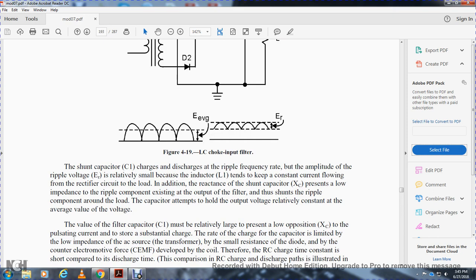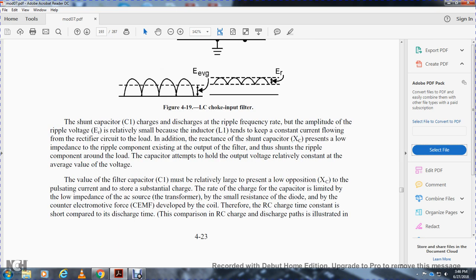The shunt capacitor charges and discharges at the ripple frequency rate, with the amplitude of the ripple voltage relatively small because the inductor tends to keep a constant current flowing in the rectifier circuit. In addition, the shunt capacitor represents a low impedance to the ripple component existing at the output, shunting the ripple components around the load. The capacitor attempts to hold the output voltage relatively constant at the average value of the voltage.